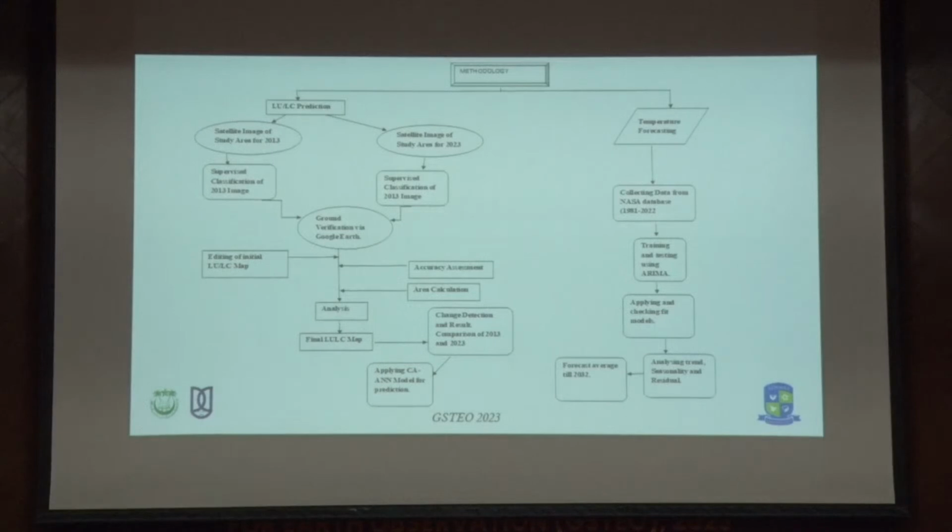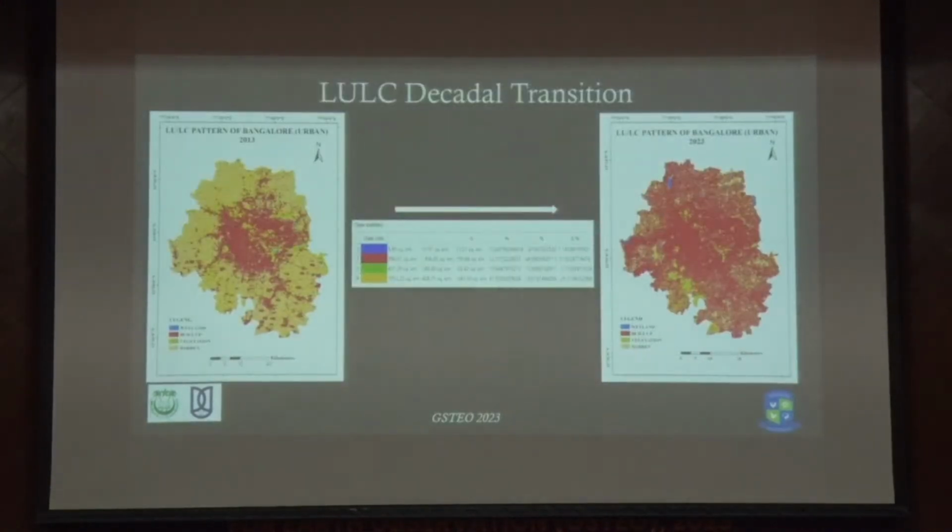In the temperature forecasting, we use the NASA database ranging from 1981 to 2022, and we use the ARIMA model for testing and training the dataset and forecasting the values that can happen in the near future. Before going to the prediction or the forecasting, it is important to see the past decadal transition. Here is a transition of LULC pattern which is presented with the help of the CANN model.